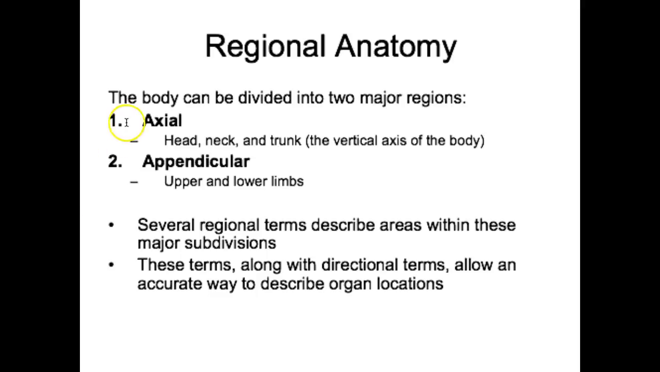Regionally, you also have axial and appendicular. Axial means the head, neck, and trunk, the vertical axis of the body. Appendicular, appendages, your upper and lower limbs. Your appendages are appendicular. You will see this division when we get to skeletal anatomy.